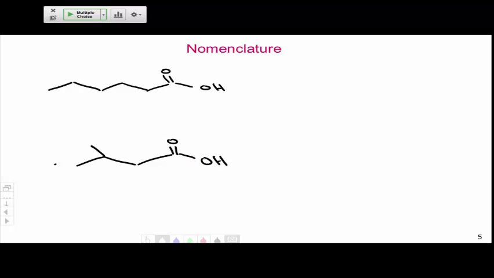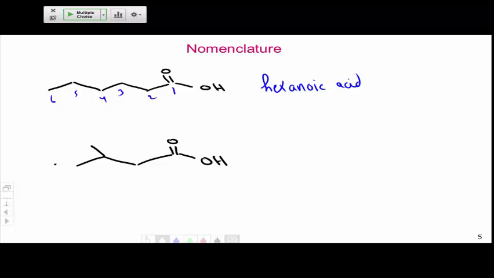Hexanoic acid, very good. The longest chain, 1, 2, 3, 4, 5, 6. It's hexane. I'm gonna cross the E, replace it by oic acid. So it's hexanoic acid. And intentionally and definitely there is a space between the 2. We don't put hexanoic acid as one word. There is a space between the 2.